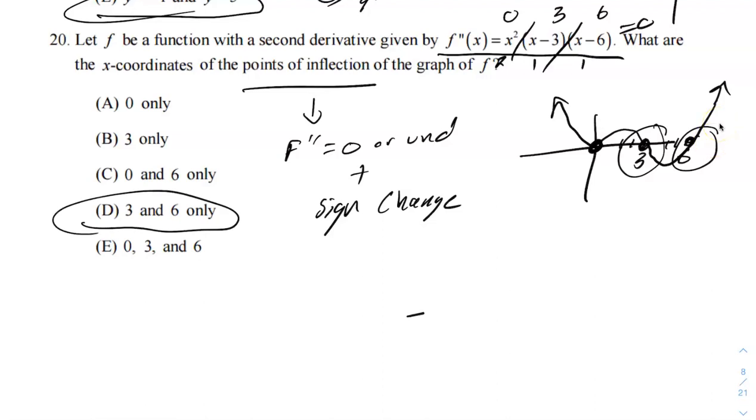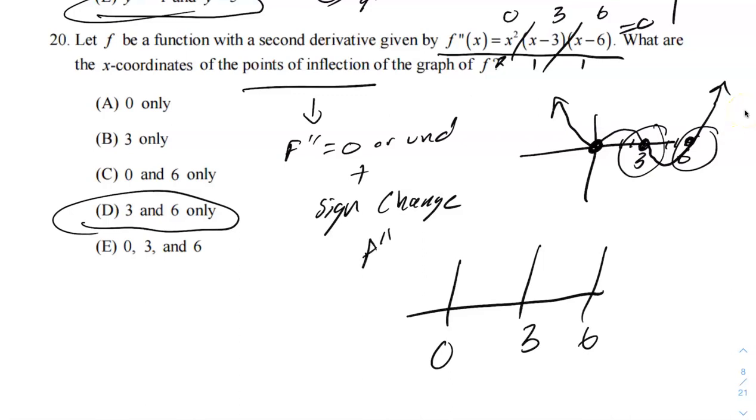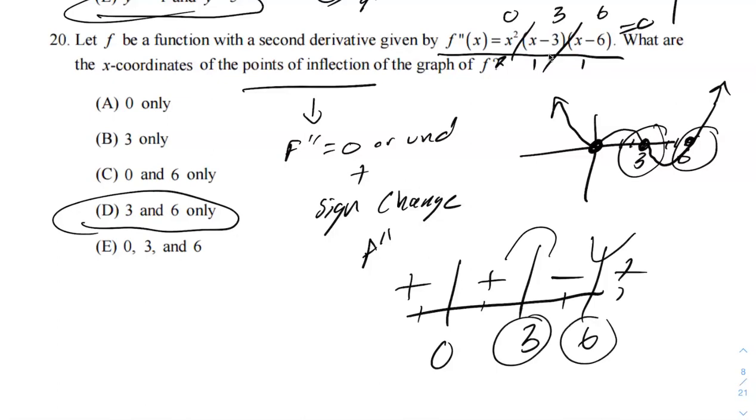Same idea, you just do a sign chart. You have 0, you have 3, you have 6. This is your second derivative sign chart. So you pick test points in between, plug them into the second derivative. Now, all you care about is positive or negative, and you should get positive, negative, positive, positive. So again, only a sign change here and a sign change here. So 3 and 6 would be your answers. If you know how to graph basic polynomials, super easy problem. If you don't, it's still easy, but it's a little more work.